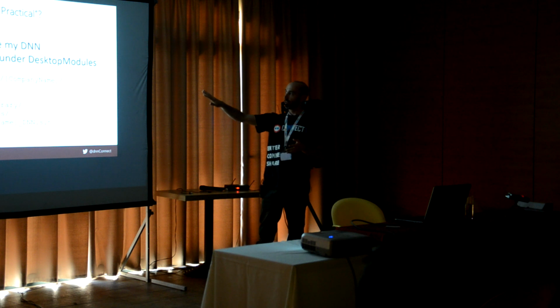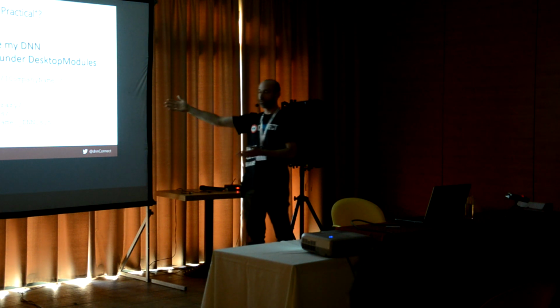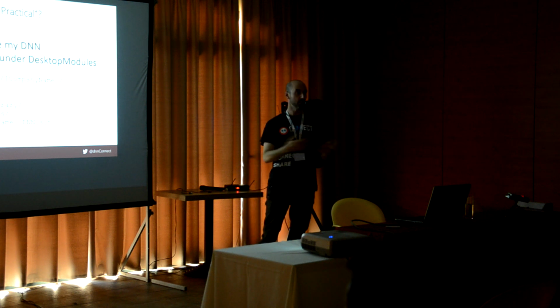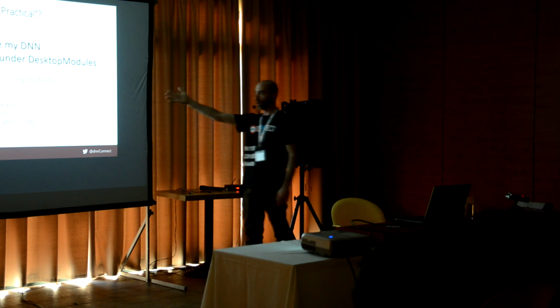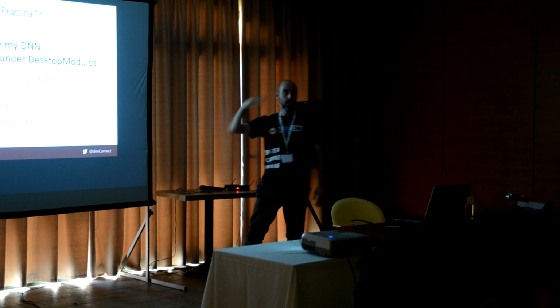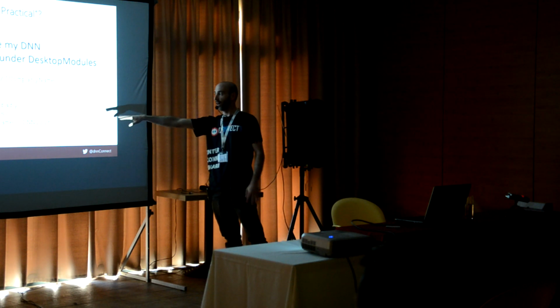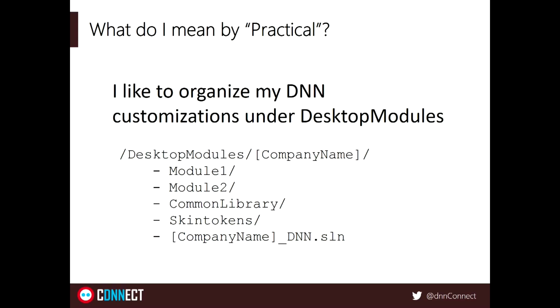where I organize it as desktop modules, company name, and then this is just an example of what it might look like if you're developing several custom extensions for your clients. You might have some modules, some common libraries, maybe some skin tokens, organized in those folders, and then you have a solution file in the root of that folder where you can open all these things in one solution. So that to me is practical because I don't have to figure out where all these custom components are in my DNN installation.